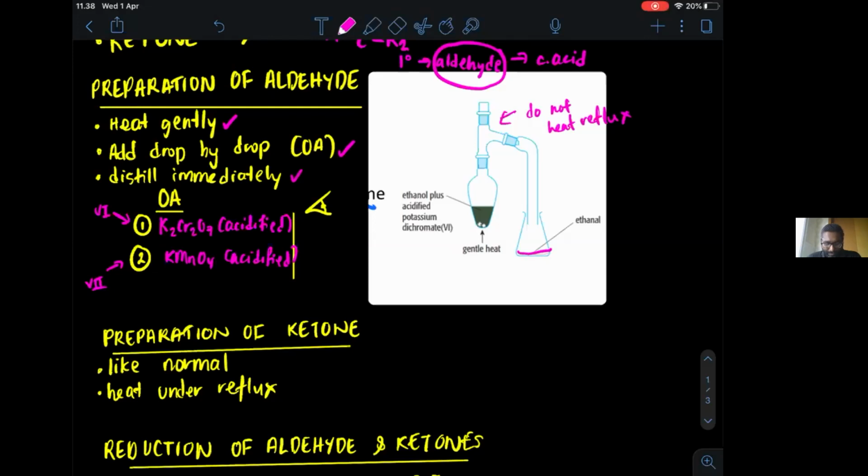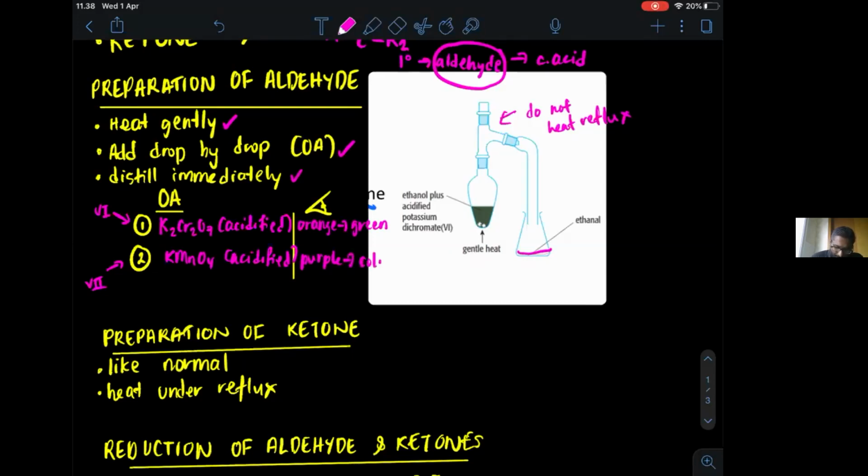Now, what is the observation? Lavi, for the first one, what will be the observation if there is a positive result? Orange to green. Yes, correct. So orange to become green. And then Nicole, the second one? Purple to colorless. Okay, good. Purple to colorless.